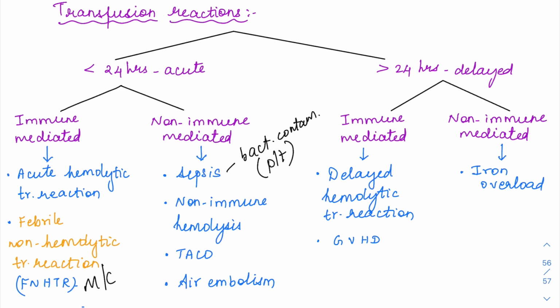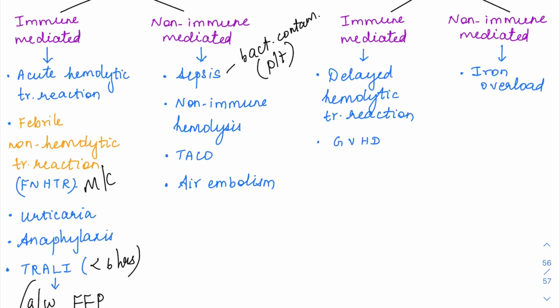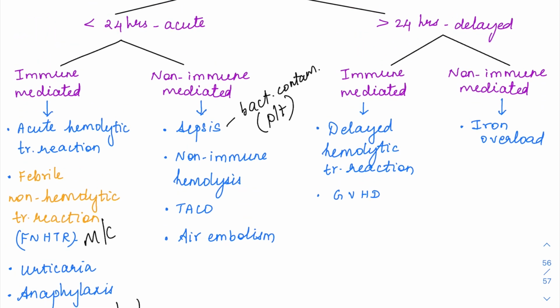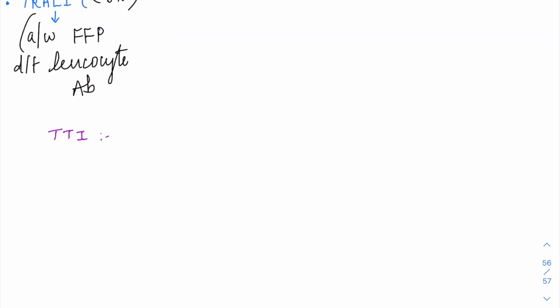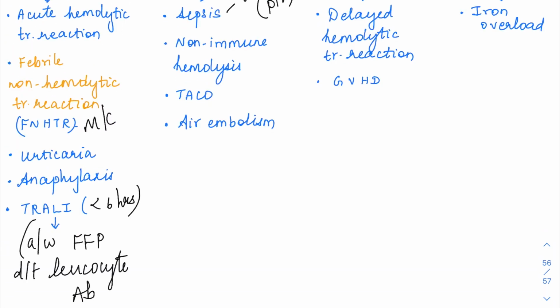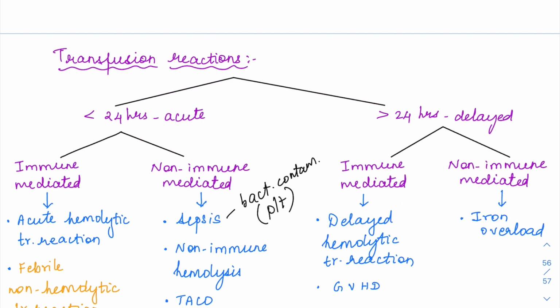Then in delayed transfusion reaction under immune mediated, you are going to have a delayed hemolytic reaction. After 24 hours, suddenly the patient can have a delayed transfusion reaction. Then GVHD, graft versus host disease. The graft is going to attack the host here. And in the non-immune mediated delayed transfusion reaction, you are going to have iron overload, especially in thalassemia patients when lots of blood transfusion is happening. So it can result in iron overload. Among these transfusion reactions, the most important are the febrile non-hemolytic transfusion reaction and TRALI.